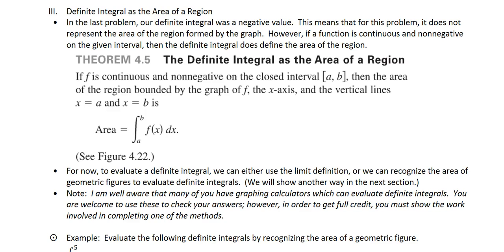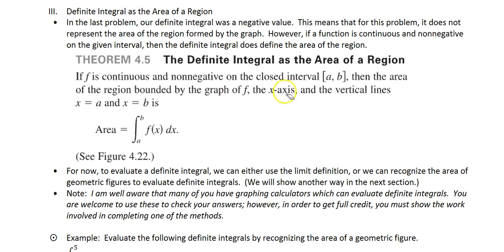So in the last problem we talked about in the last video, our definite integral had a negative value. So that meant that for that problem, the definite integral does not represent the area of the region formed by the graph. However, if a function is continuous and non-negative on a given interval, then the definite integral does define the area of the region.